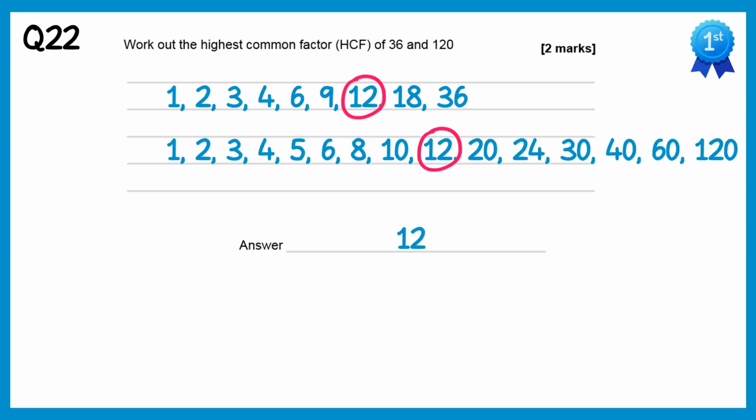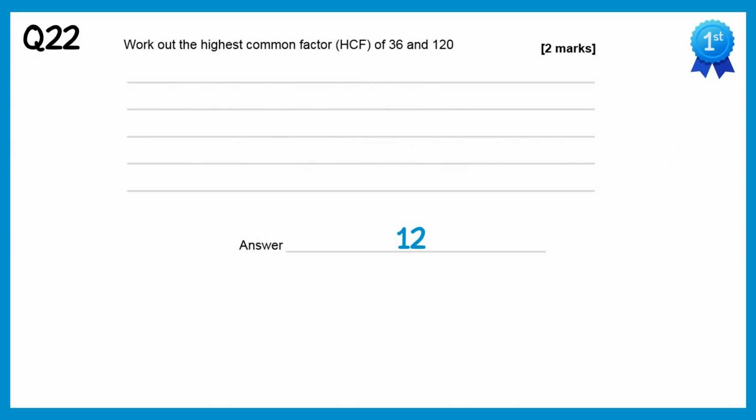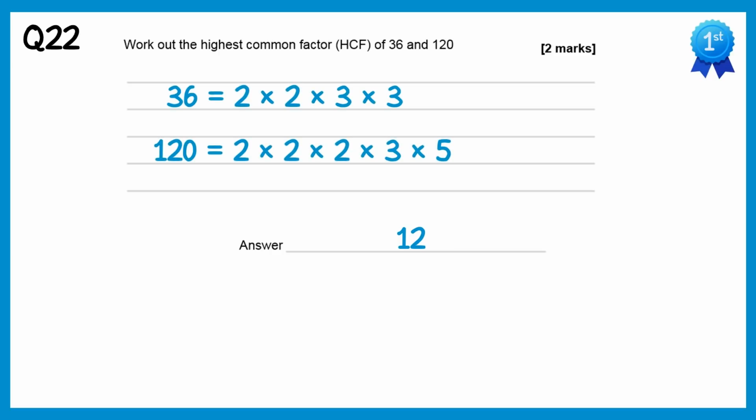Instead, you may prefer to use prime factors. So if you express both of these numbers as a product of prime factors, 36 looks like this, and 120 looks like this. You then look for the common factors in each number, so we've got 2 2's in each one, and we've also got 1 3 in each one, so 2 times 3 does also give you 12.